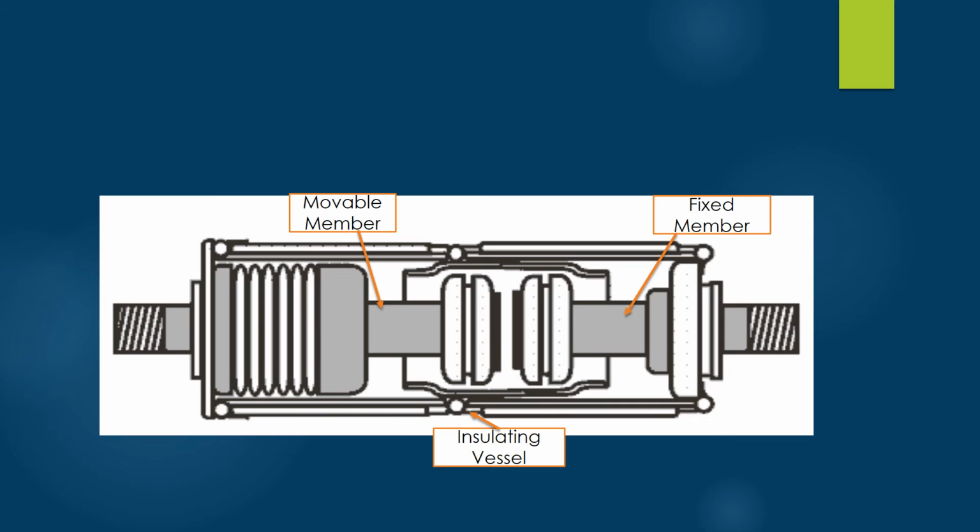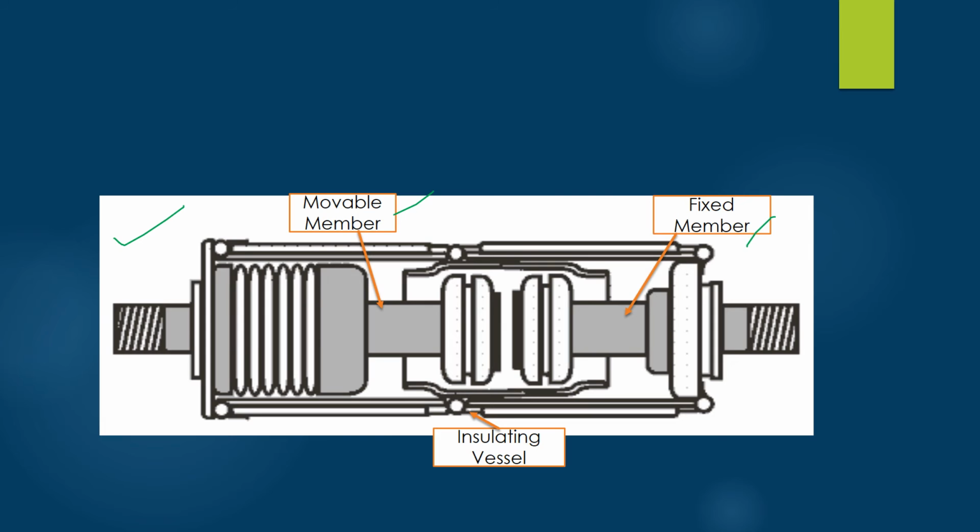The figure here represents the inner construction of the vacuum circuit breaker. As already told, when a fault occurs, this movable member or the moving contact is pulled away from the fixed member. As a result of this, the last contact point of the two contacts will have a hotspot created there. As a result of that hotspot, the metal will vaporize, and therefore an arc will get established between the two.